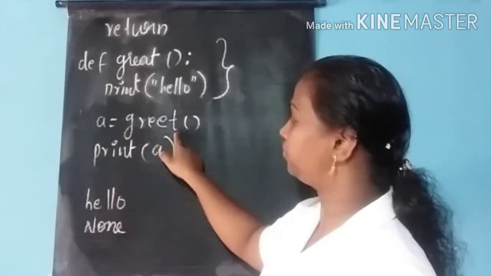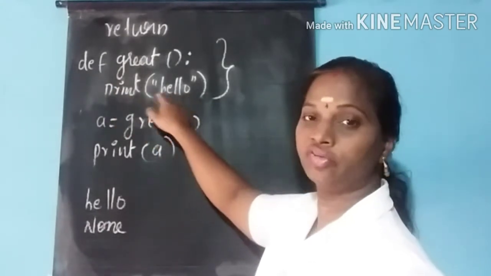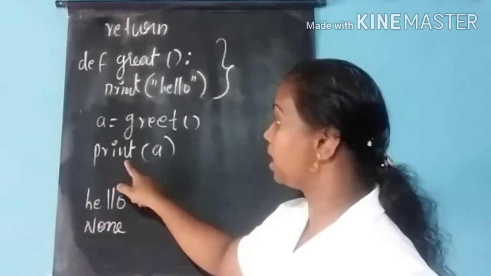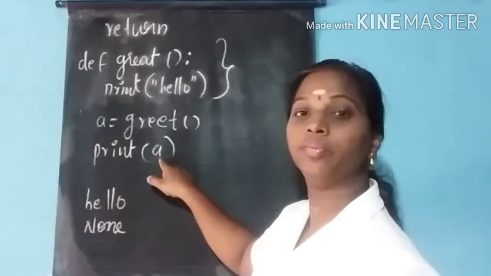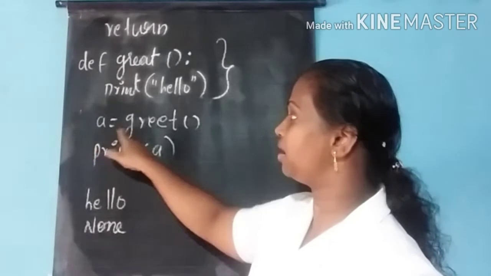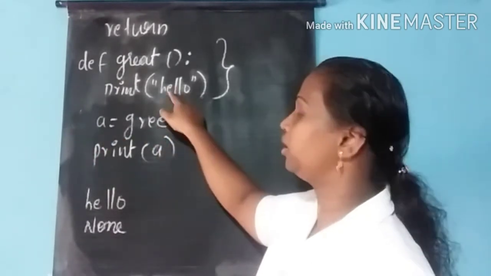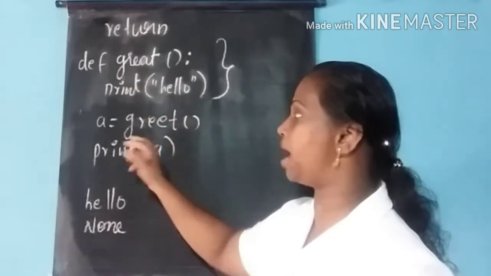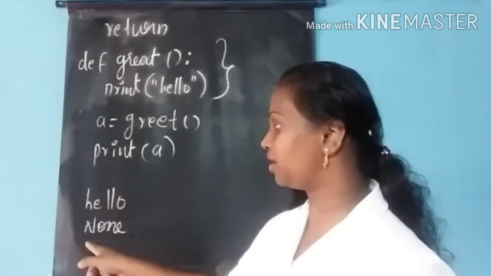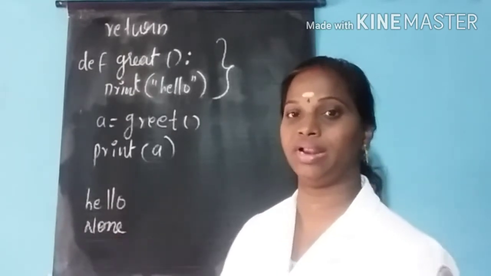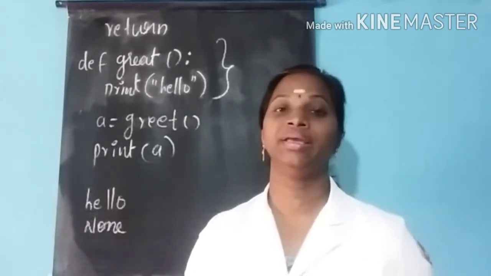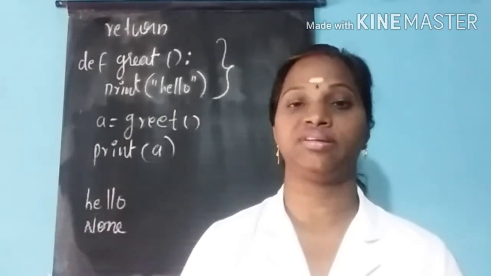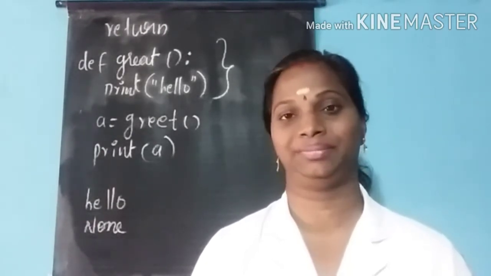See, while we call this function, print hello, it prints the value hello. Then here also there is one print statement, print a. So what is the value assigned to this a? See here, a is equal to great. There is no return statement, so Python returns a none value to the variable a. That's why it prints the value none. Clear? In a void function, Python returns an implicit none value to the caller function.